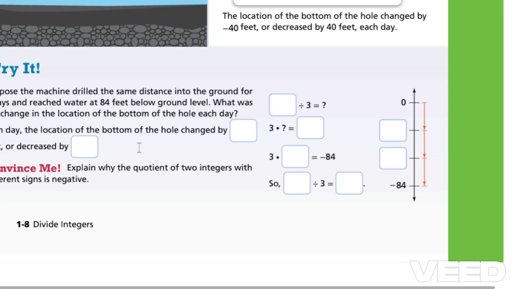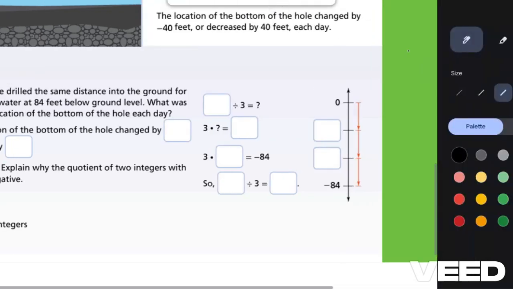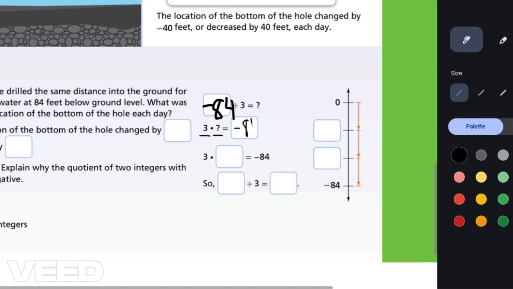Now, negative 84 divided by 3, we may not know what that is yet, but we do know we can take 3, multiply it by a number to get negative 84. And what is that number? 3 times what number is negative 84?